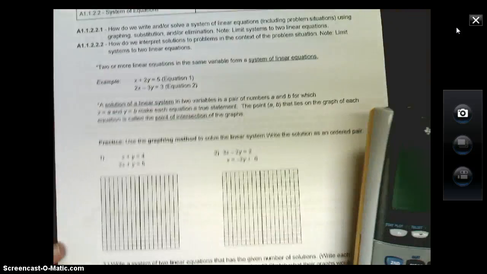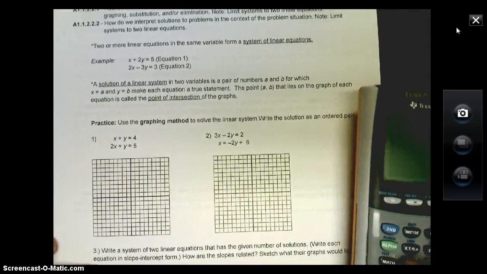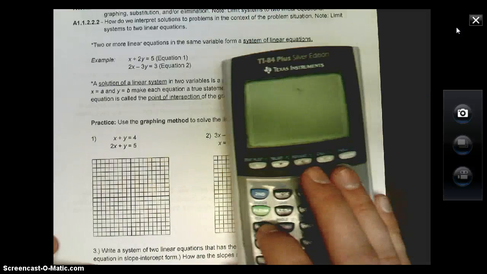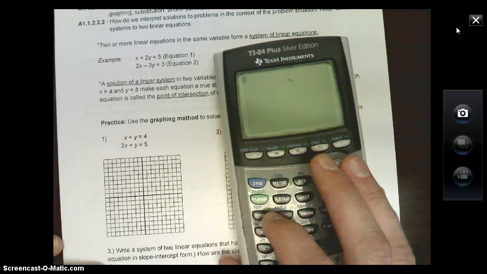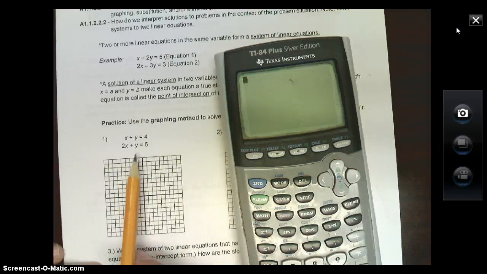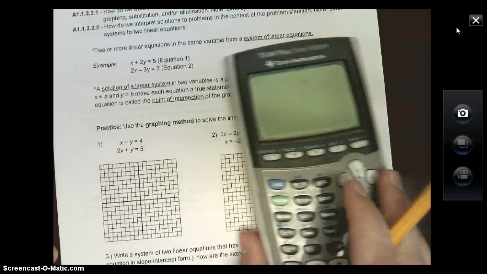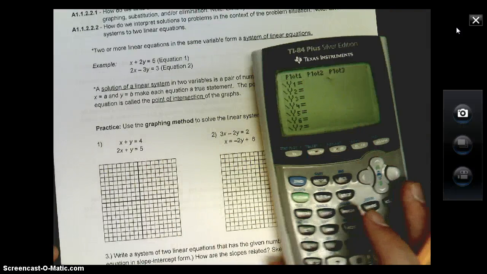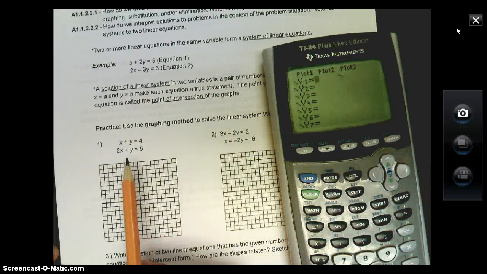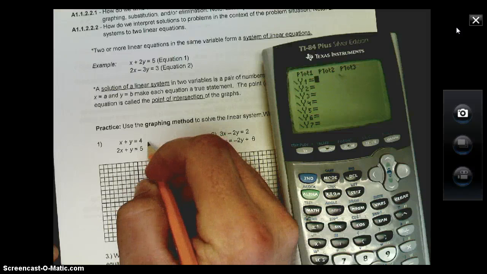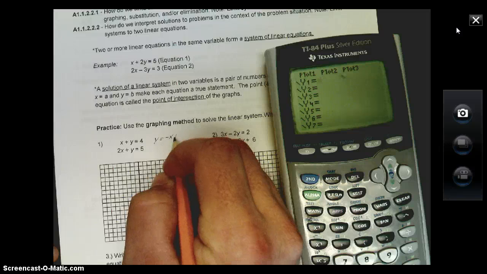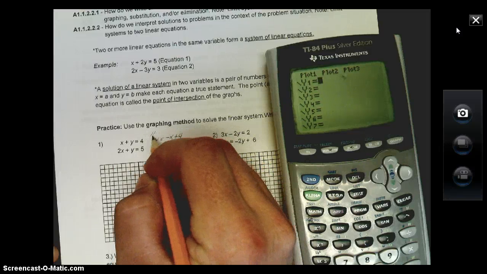So we're going to take a look at an example down here. Practice using the graphing method to solve the linear equations. Write the solution as an ordered pair. So x plus y equals 4, 2x plus y equals 5. Our goal first is to use this. You'll notice we have a y equals button. In order to use this, I've got to get y by itself. So for the first one, subtract x over. I get y equals negative x plus 4. So there's my equation number 1.